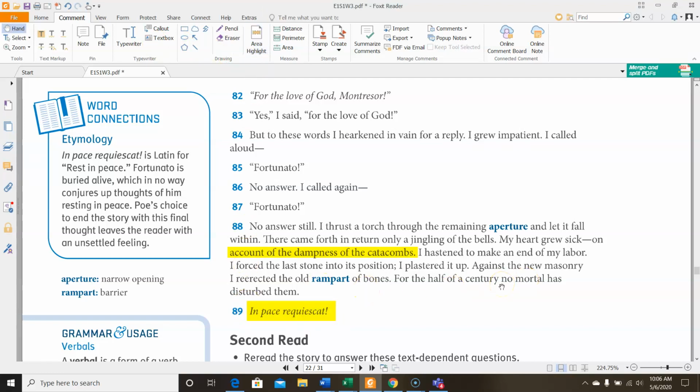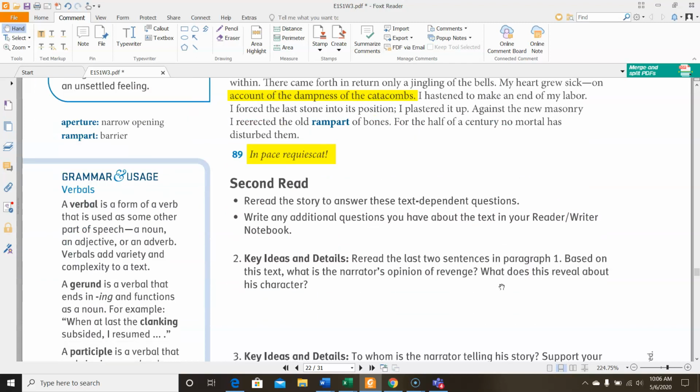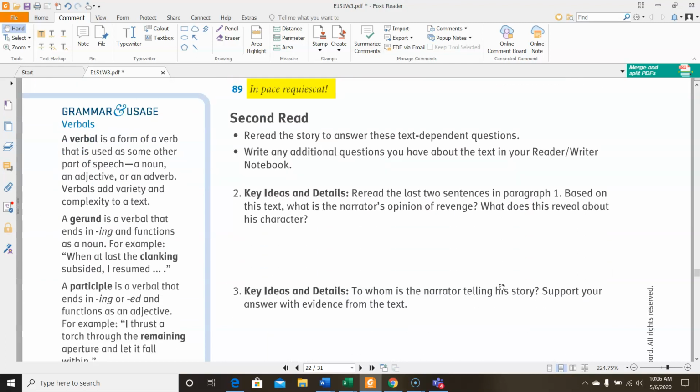So he put the bones in front of the masonry he had built because he didn't want anybody to be able to tell that there was a wall there at all. He wanted it to just look like it was more bones, in case anybody came by to see if they could find out what happened to Fortunato.